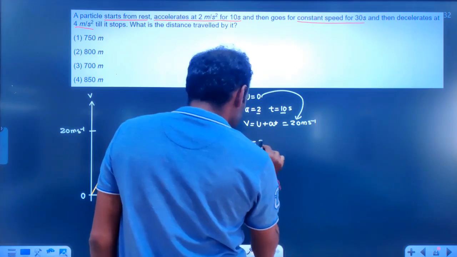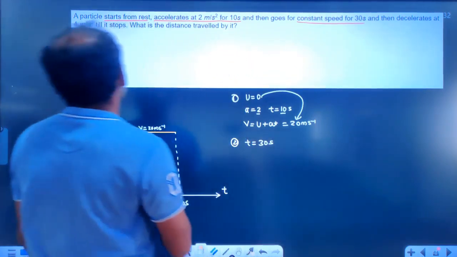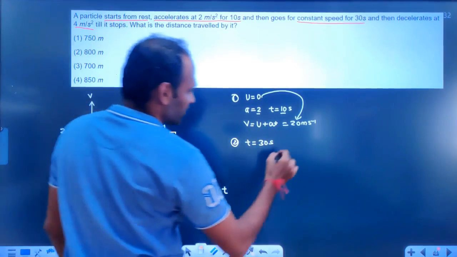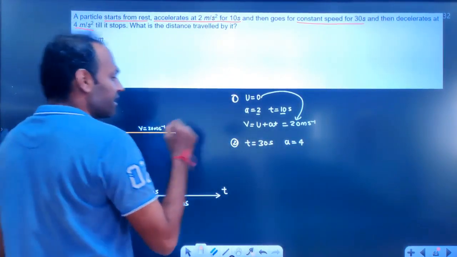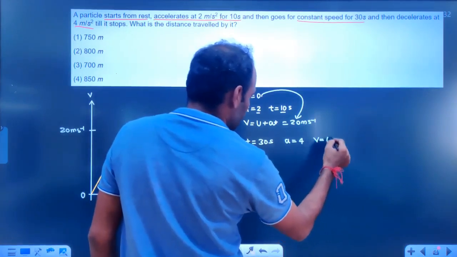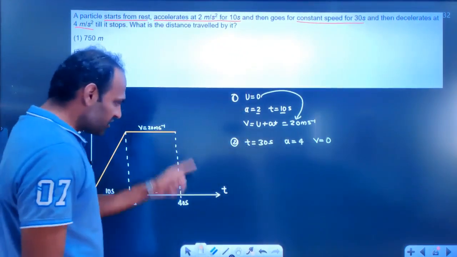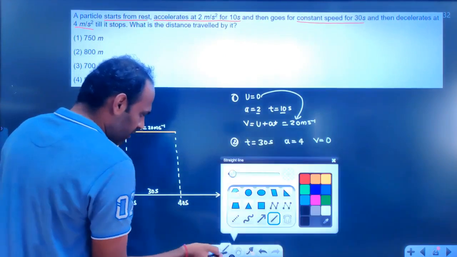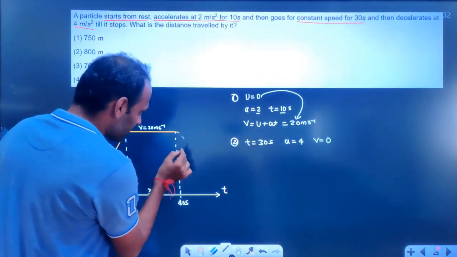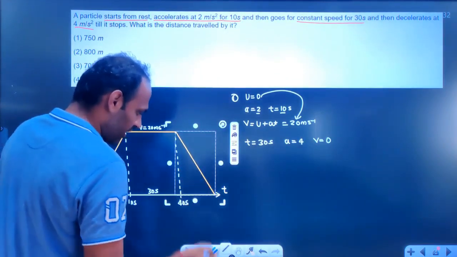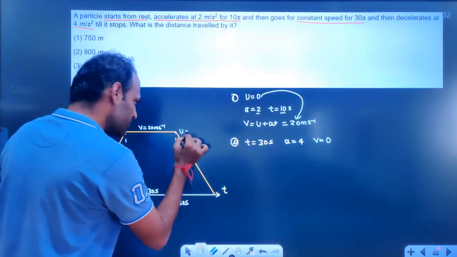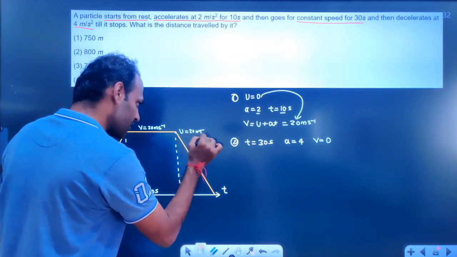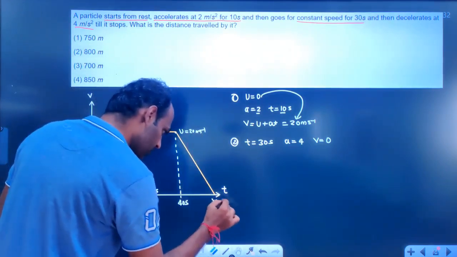ಟೈಮ್ ನಮಗೆ 30 seconds ಅದೇ, decelerates with 4 meter per second square. ಅಂದ್ರೆ ನಮಗೆ ಎಕ್ಸೆಲರೇಷನ್ ಅಥವಾ ಡಿಸೆಲರೇಷನ್ 4 meter per second square ಕೊಟ್ಟಿದ್ದಾರೆ. ಟಿಲ್ ಇಟ್ ಸ್ಟಾಪ್ಸ್ ಅಂತಂದ್ರೆ ಫೈನಲ್ ವೆಲಾಸಿಟಿ 0. ಫೈನಲ್ ವೆಲಾಸಿಟಿ ಹ್ಯಾಸ್ ಟು ಬಿಕಮ್ 0. ಸೊ ಈ ಜರ್ನಿಗೆ ನಮಗೆ ಇನಿಷಿಯಲ್ ವೆಲಾಸಿಟಿ 20 meter per second ಆಗ್ತದೆ, ಫೈನಲ್ ವೆಲಾಸಿಟಿ 0 ಆಗ್ತದೆ.